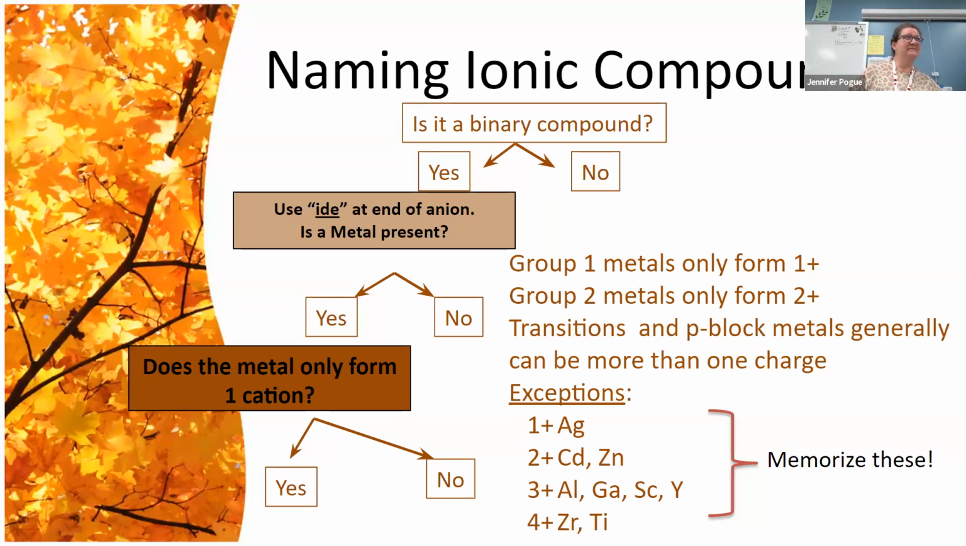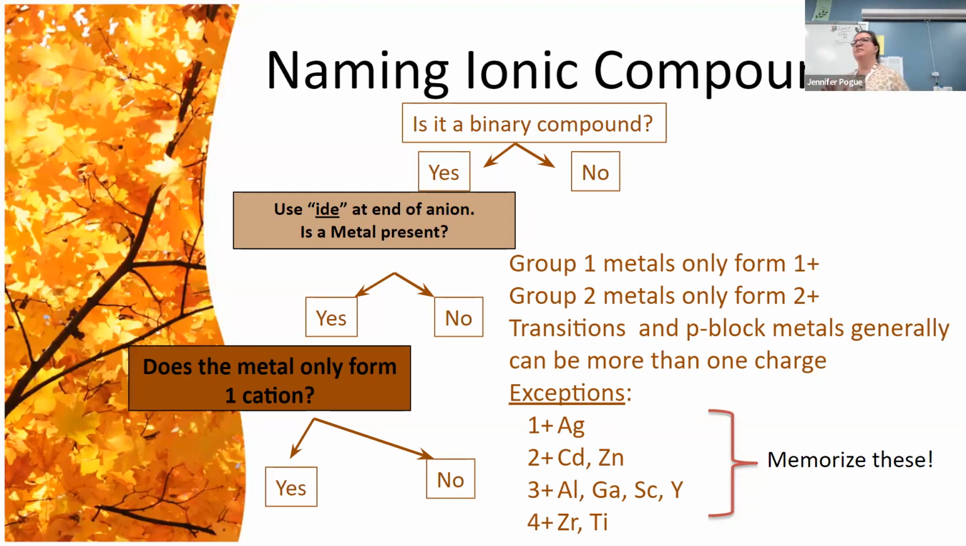Does that make sense? So here's the list to memorize. It's written there for you. You want to copy it down. This would be a great unit for you to make flashcards. Silver will 100% of the time be +1 for our purposes. Cadmium and zinc, +2. Aluminum, gallium, scandium, yttrium, +3.